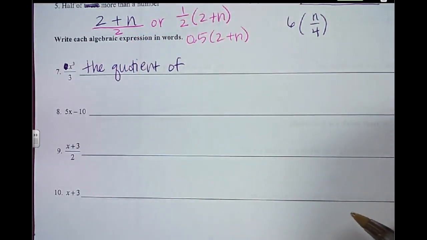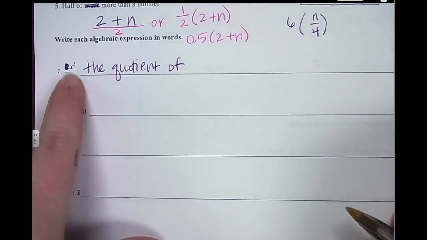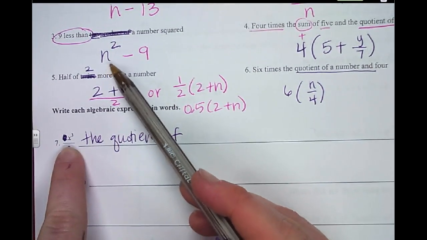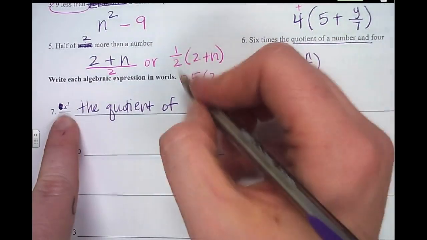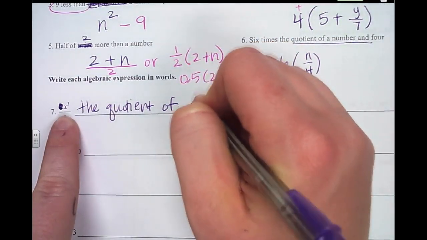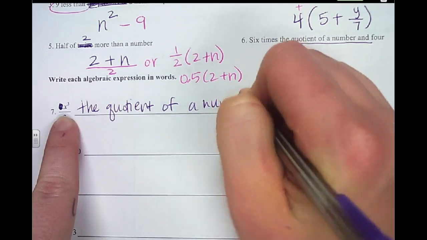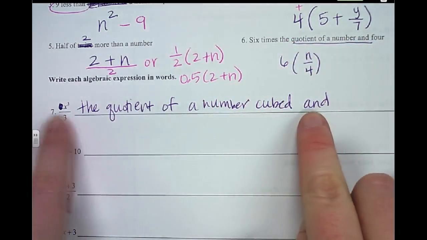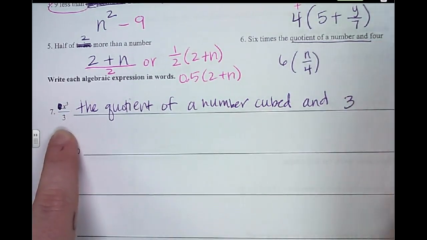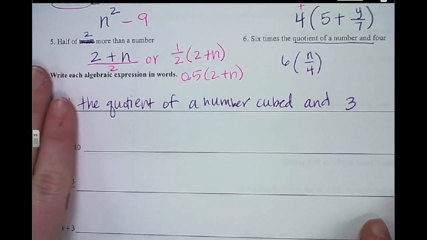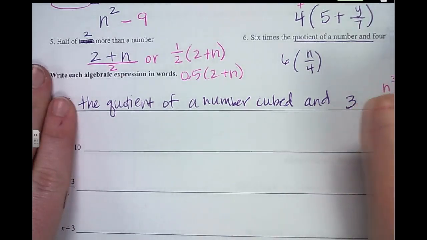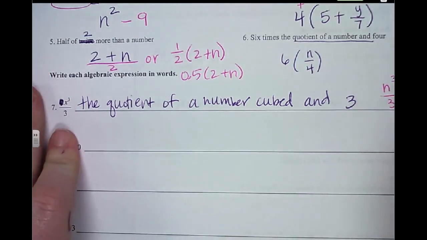And now we're going to do 2 things. I'm going to do the top. Up here on number 3, I had a number squared. This is a number cubed. So the quotient of a number cubed. And remember that word and represents the fraction bar, and 3. Then cover this up and check yourself. The quotient of, so I know that's division, of a number cubed and 3, which is what is here. So I got that right.